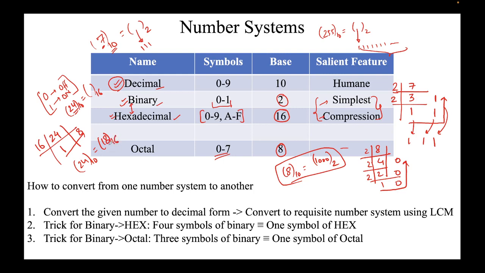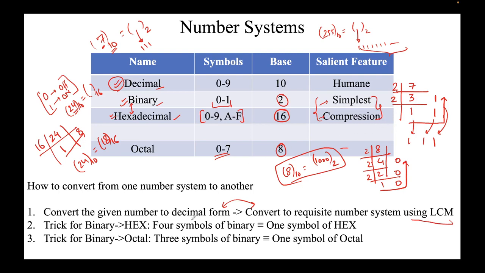So it will be different in every number system. That's why we say 24 in the decimal number system, to the base 10, is 18 in the hexadecimal number system, which we denote with the subscript 16. Right. So this is how we do it. Whenever you are given anything, just convert to decimal form and then convert it to the requisite number system using the LCM technique, which I demonstrated using 3 examples.